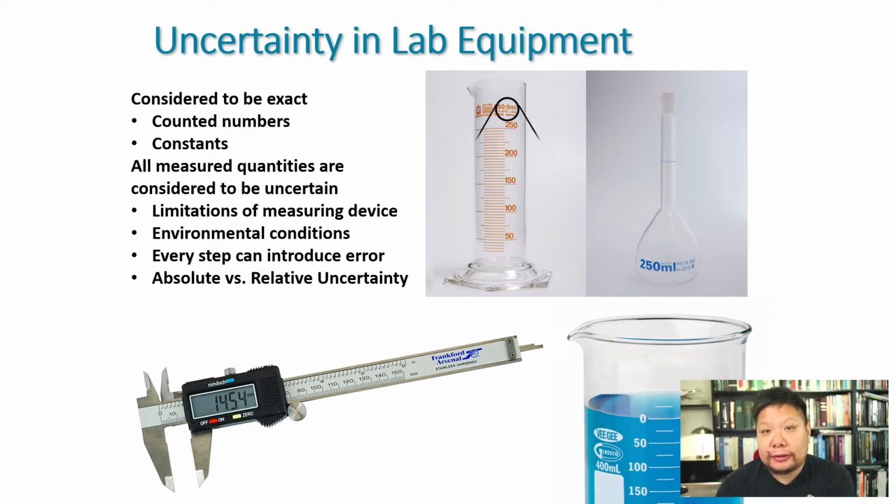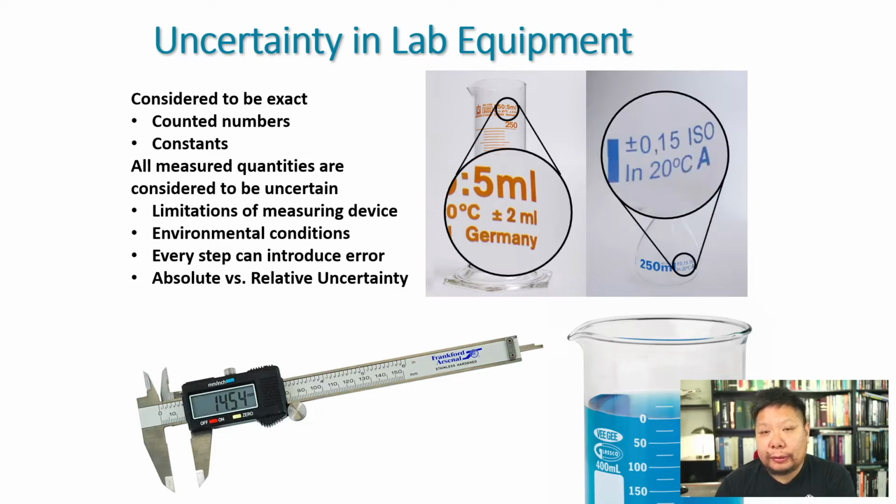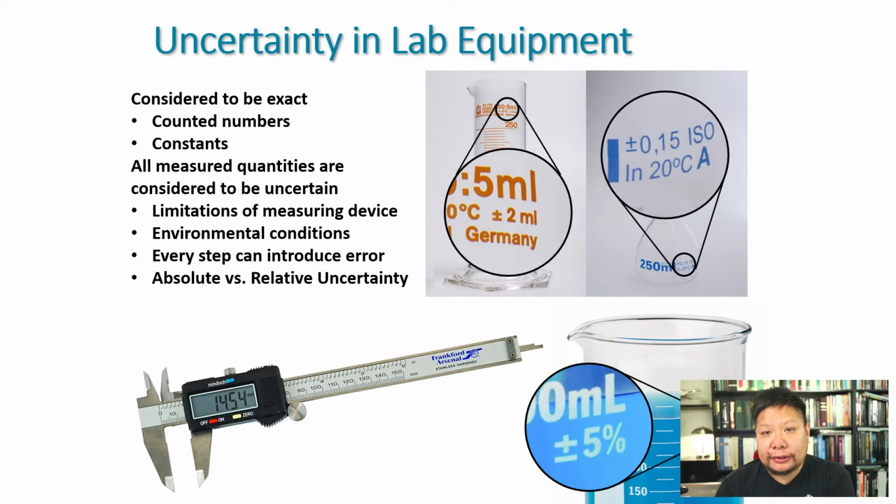But if you take a close look at these different glasswares, there's a graduated cylinder right there, there's a volumetric flask right there, and here's a beaker right here. You can see that all three of them have a plus or minus on it. So before these pieces of glassware were shipped to us, the manufacturer already went through to see what the different uncertainties are on the glassware, right?